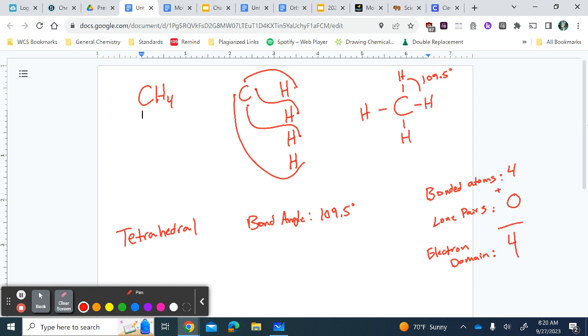So anytime you're trying to identify the geometry of a tetrahedral molecule, you're going to find a molecule that has 4 things attached to it with 0 lone pairs, which means it has 4 domains. It's always going to be tetrahedral. This should be the third geometry you have written into your notes.